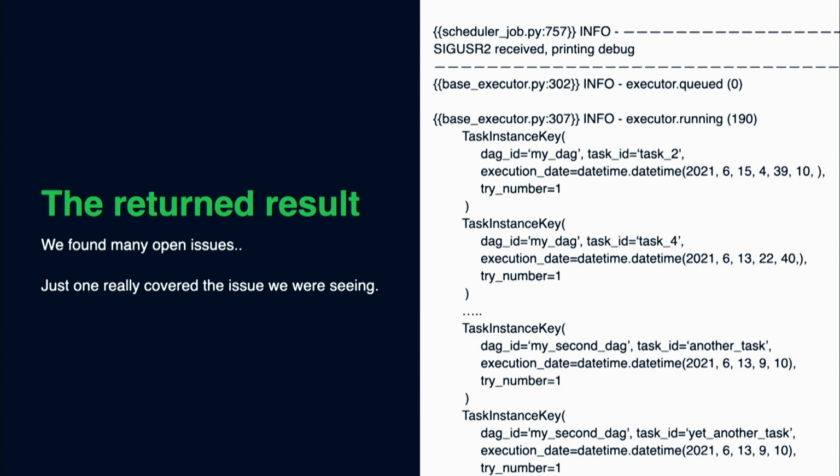And this is what we got. It said that we had over 128 tasks running, which is our limit. In total, we had 190 tasks running. But again, we didn't actually have any tasks running. Nothing was happening, but the scheduler was, as quoted, lying to itself, saying it had 190 tasks running.